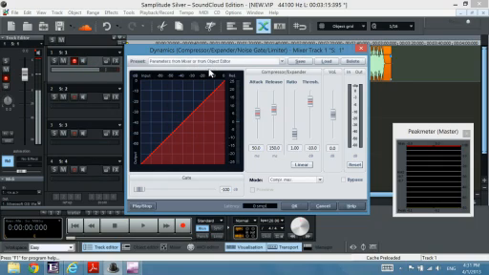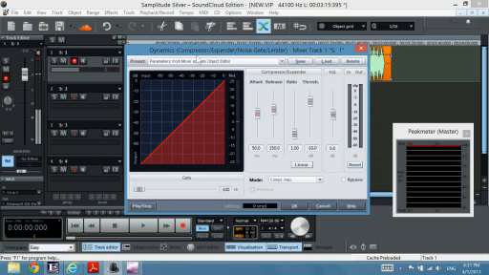One is a threshold, and basically what this does is that this sets the benchmark, or the line, the level where we want compression to begin at. So for example, in a compression at negative 10 decibels, anything above that will be compressed.